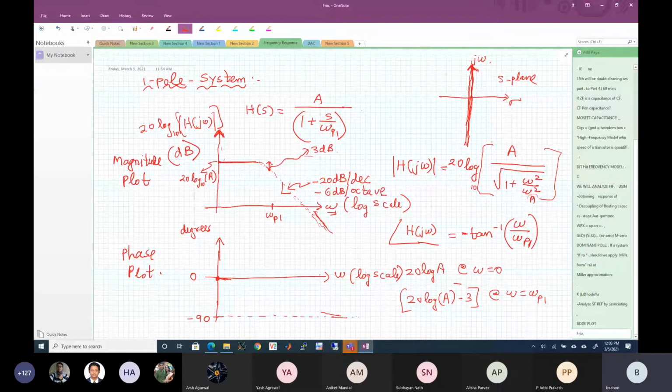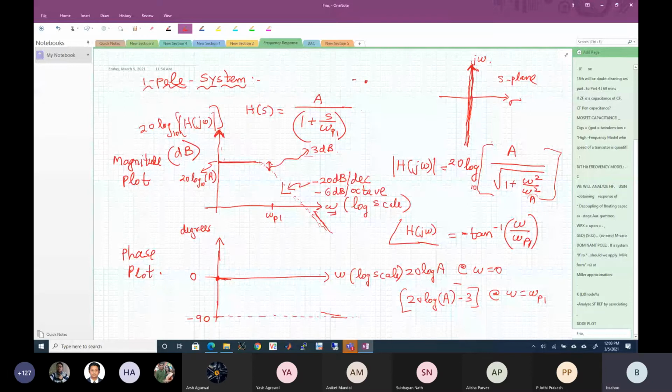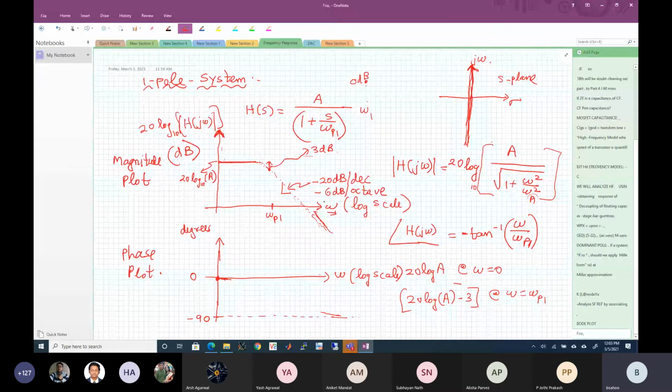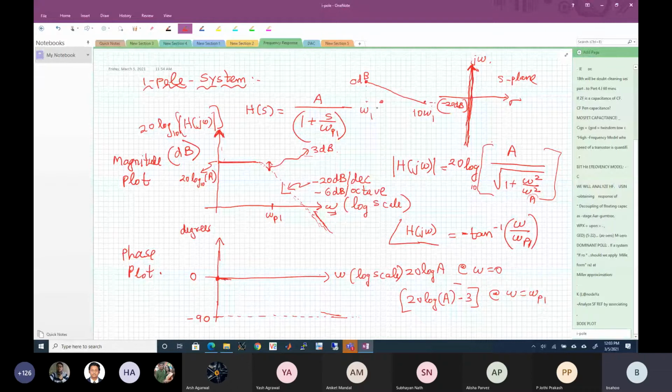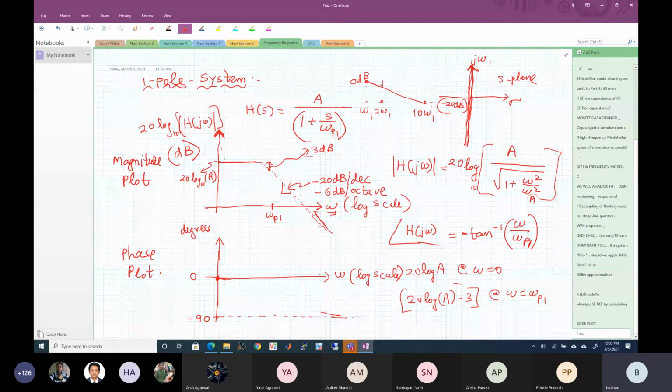So what is the meaning of dB per decade? It means if I have a magnitude of 0 dB at, let's say, omega 1, and if I have a slope of minus 20 dB per decade, then at 10 times omega 1, which is 1 decade, the value of the gain is going to be minus 20 dB. 6 dB per octave means at twice omega 1, it is going to be down by 6 dB.